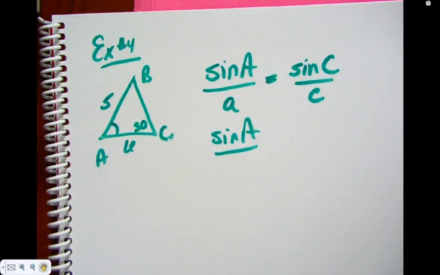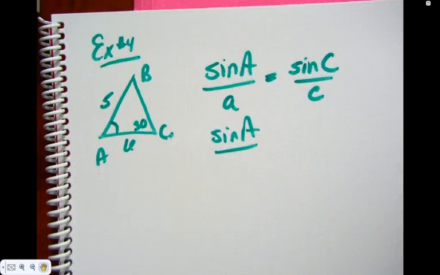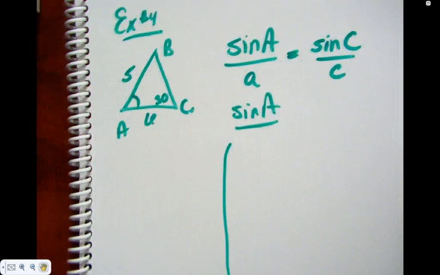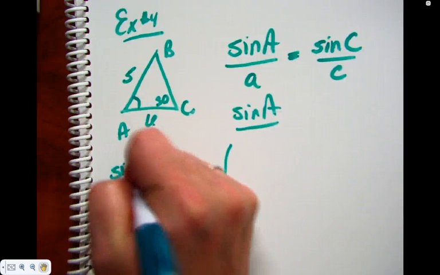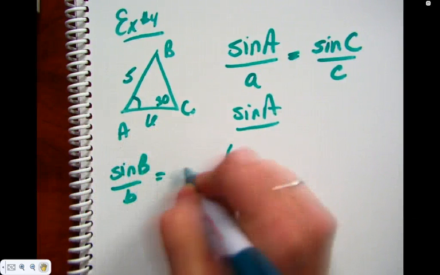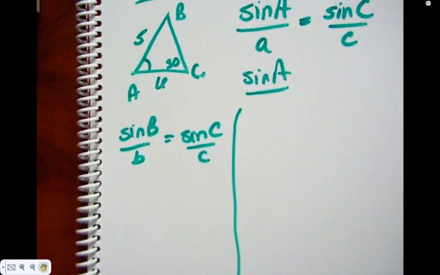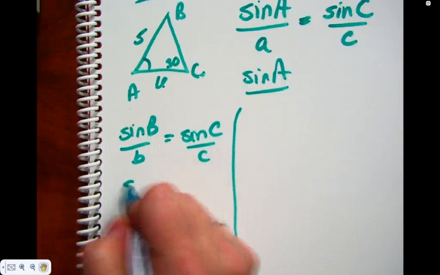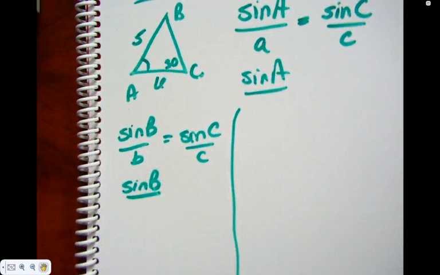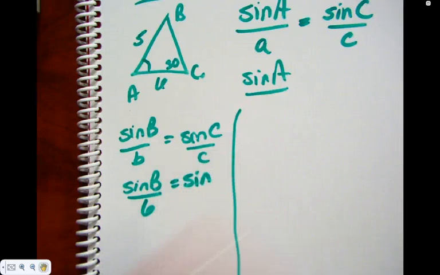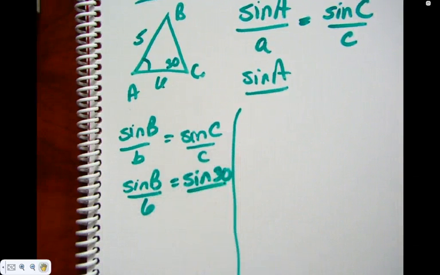So this was actually the handy-dandy hint that should have come after this example. I can't right away find A, but what can I find here? I can find B. So I'm going to split the page, and I'm going to find B over here, and then I'll use B to find A. So sine big B over little b equals sine big C over little c. Sine B I don't know. Little b is. Big C is. Little c is.